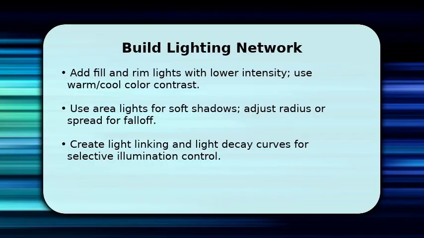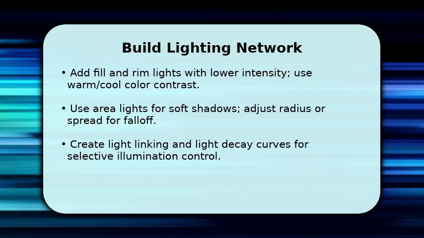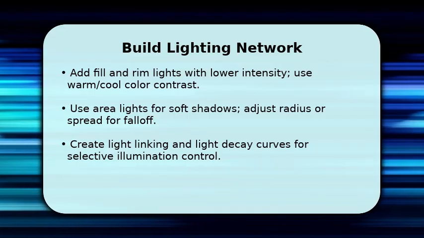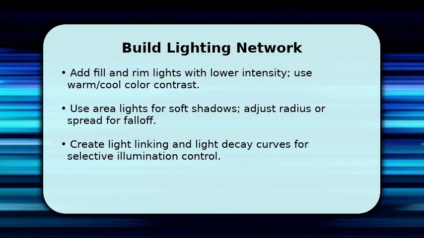Next, replace small point lights with area lights where possible. Increasing radius softens shadows naturally. Also take time to light link objects and tune decay/attenuation so lights only affect intended elements. This reduces post-corrections and keeps render times efficient while preserving artistic control.